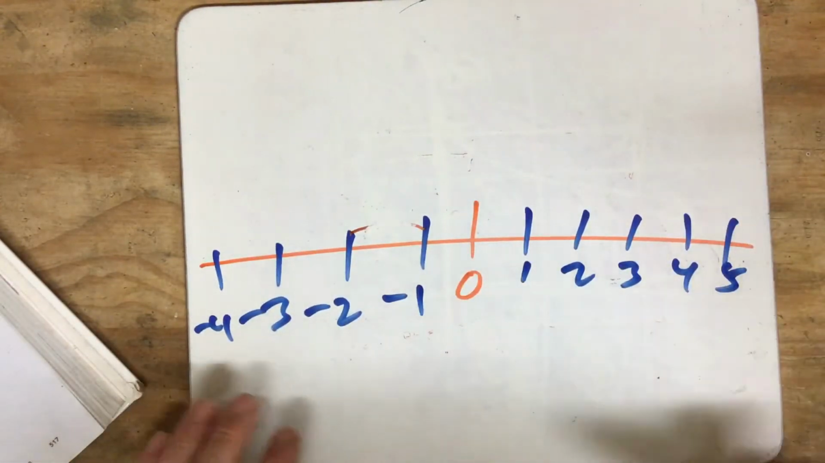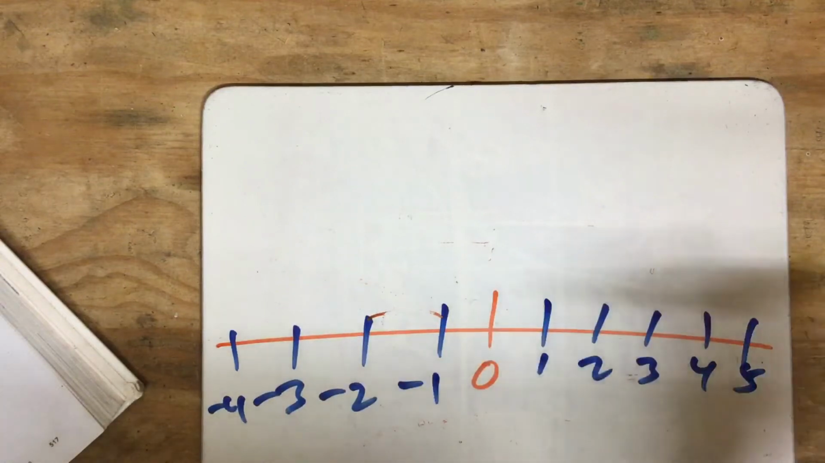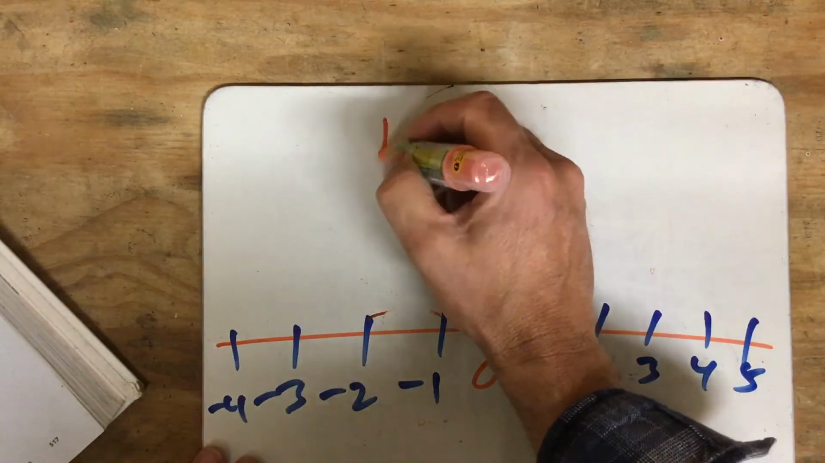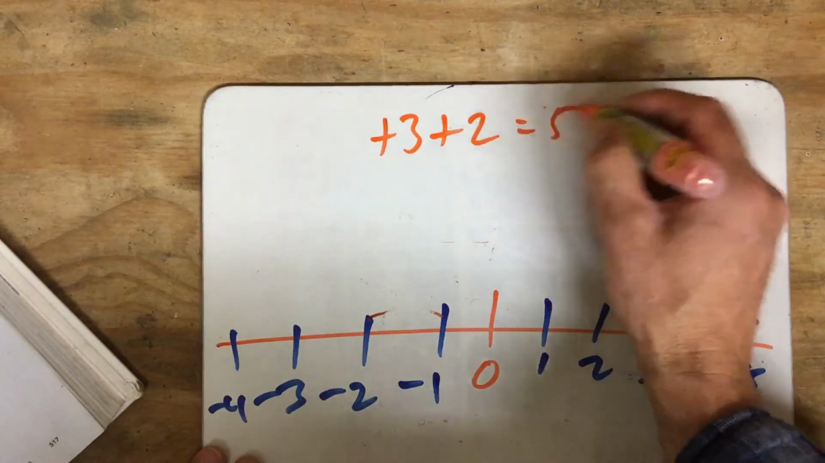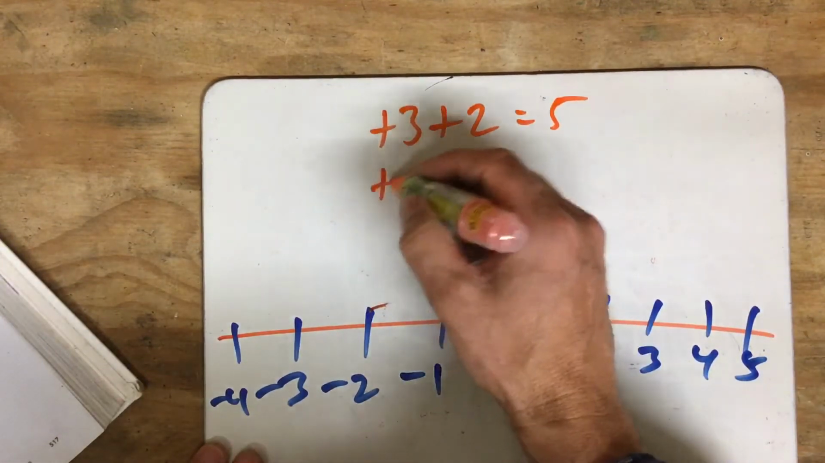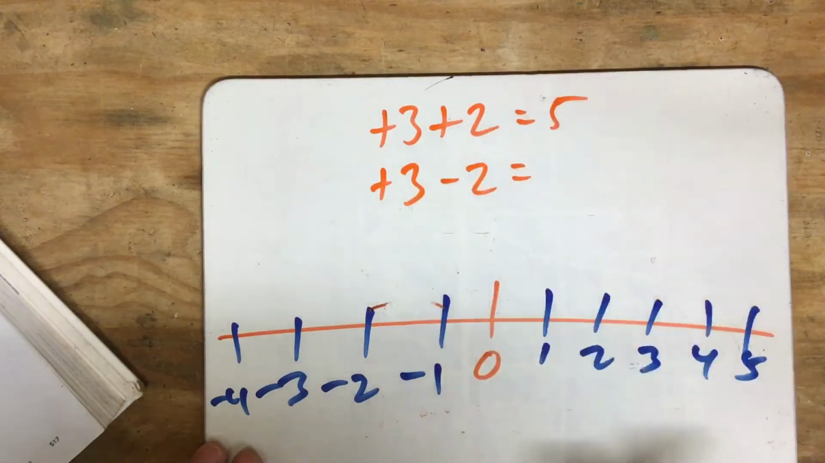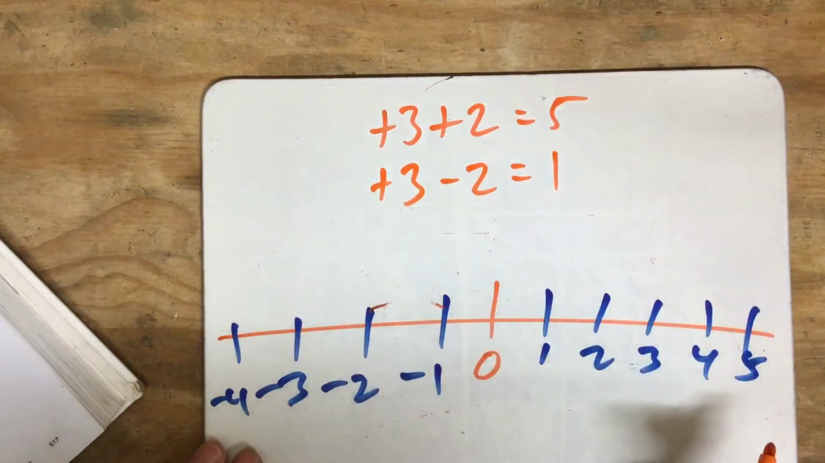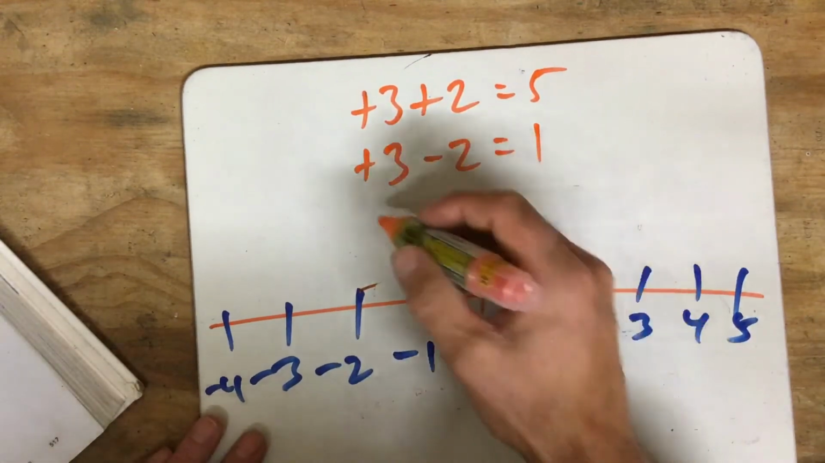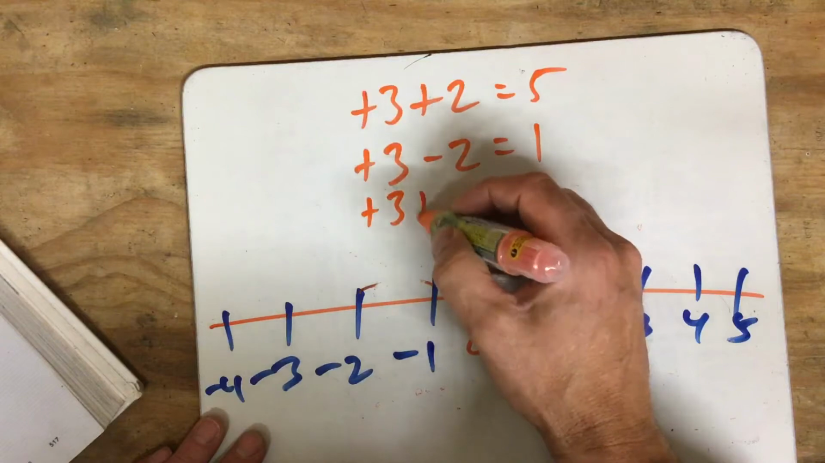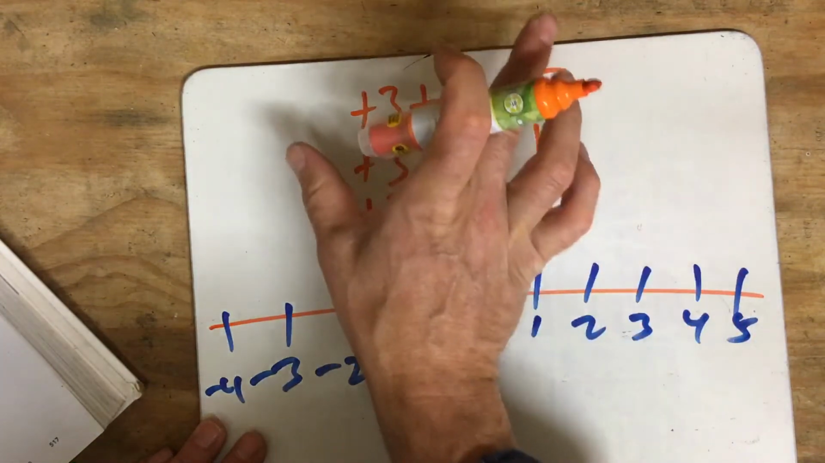It gets a little confusing if we're writing the number sentences, though. If I said +3 + 2, you'd say that's 5. But if I said a +3 - 2, you'd say, well, that's easy, that's 1. But what if I wrote it as this? I'm going to keep that there. +3 plus a -2. Now what would you do?